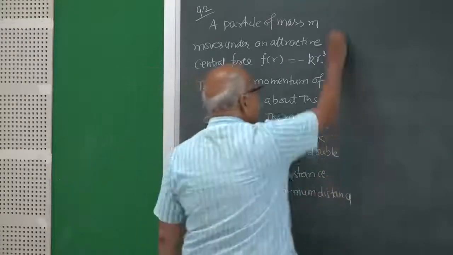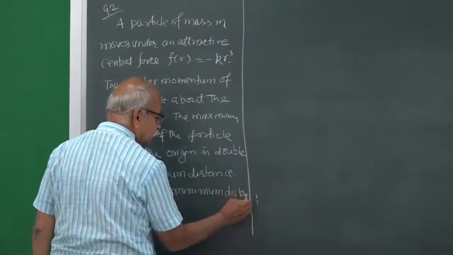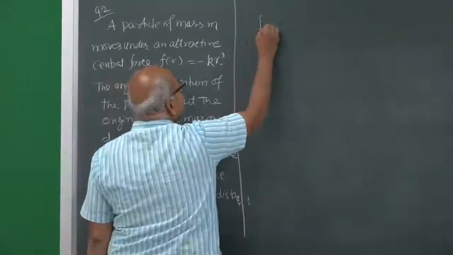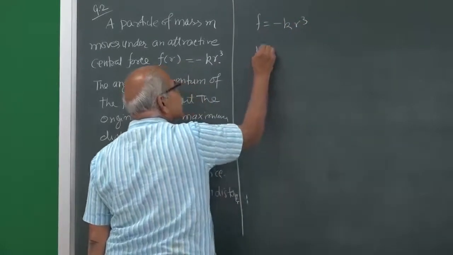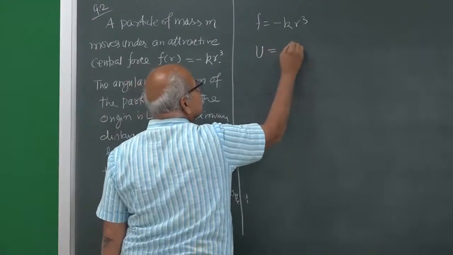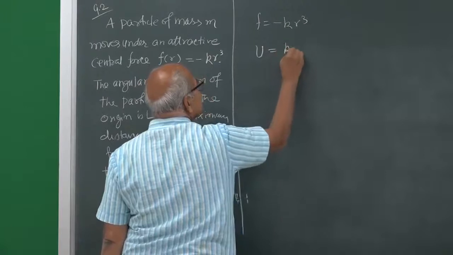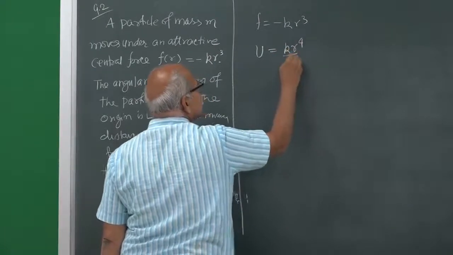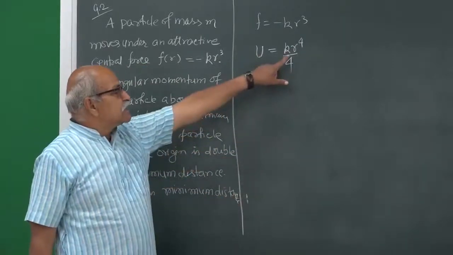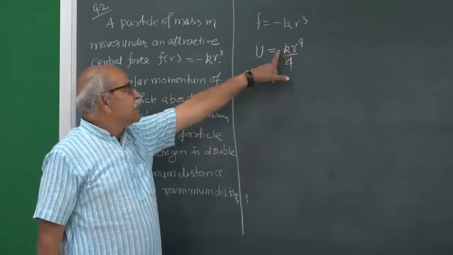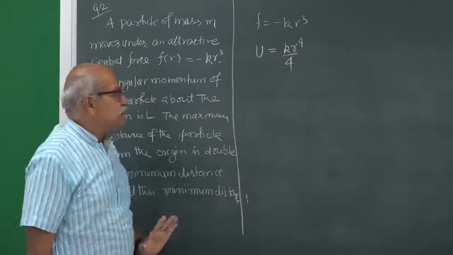Okay, so force F is minus k r cube. So, write what is the potential energy U. U will be what? You have to integrate. So, k into r to the power 4 divided by 4. This will be the potential energy. If you differentiate it with respect to r, you get k r cube, and put a minus sign, you get the force. So, this is the potential energy.